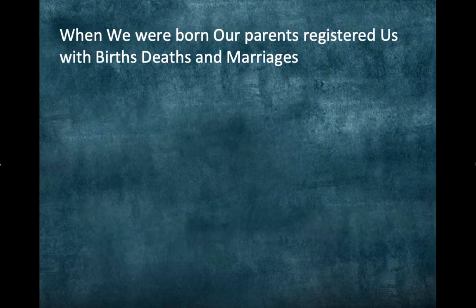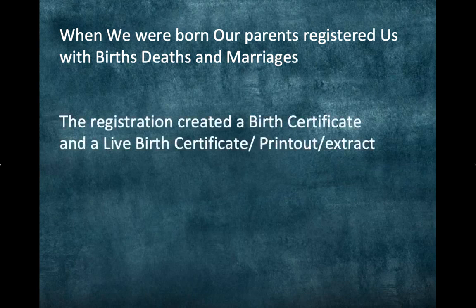So here's how it all began. When we were born, our parents registered us into the private company because they were told they had to. So in our case, it's birth, deaths, and marriages. All around the world, you have different names for where you register your children, but we have birth, deaths, and marriages in here. Now, the registration created a birth certificate plus a live birth certificate or printout or extract, whatever it pertains to your country.